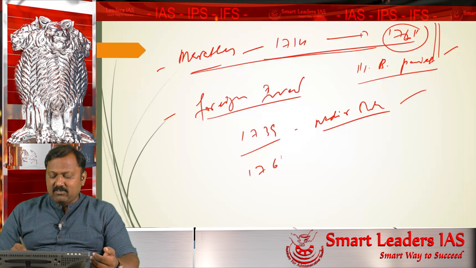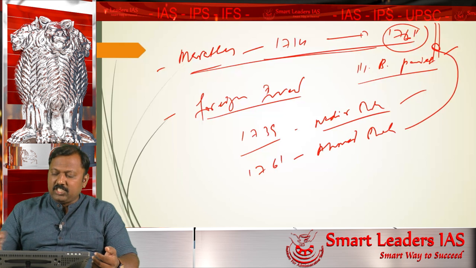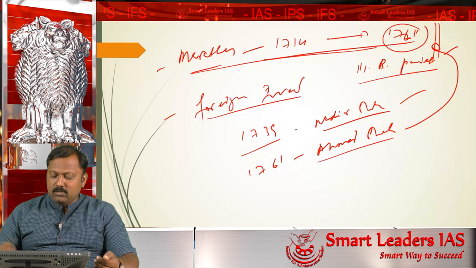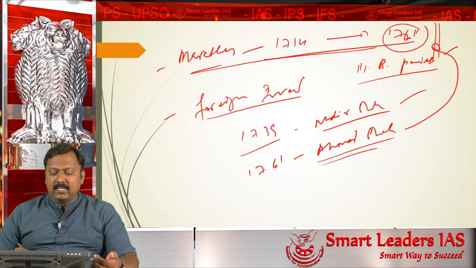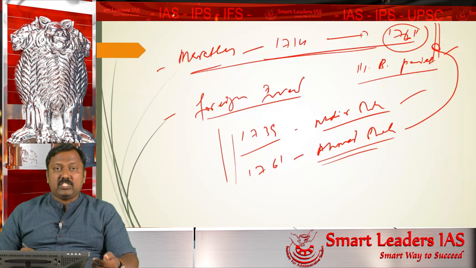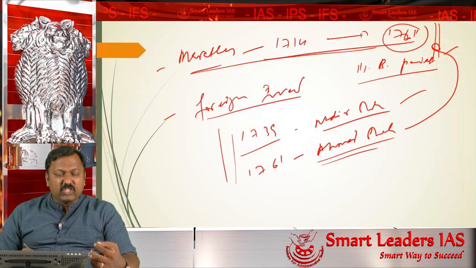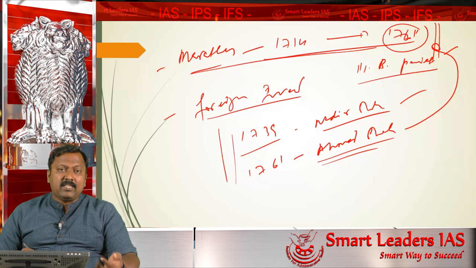Similarly, in the year 1761, we have a person called Ahmad Shah, whom I have mentioned in the third battle of Panipat. Ahmad Shah also visited India and defeated the existing dynasties there, and all these foreign invasions over a period of time gradually weakened the Mughal Empire.